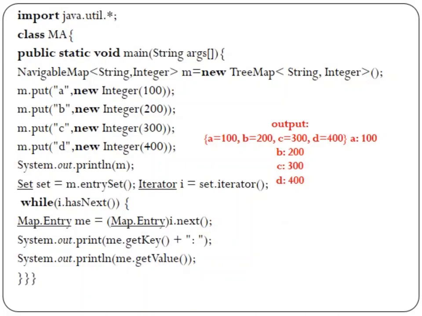This is a simple example for the Map.Entry interface, that is NavigableMap interface or Map interface, Map.Entry interface. So here I am making use of a NavigableMap and making use of a TreeMap as a class. I am adding the values to the interface. So I am printing the values.